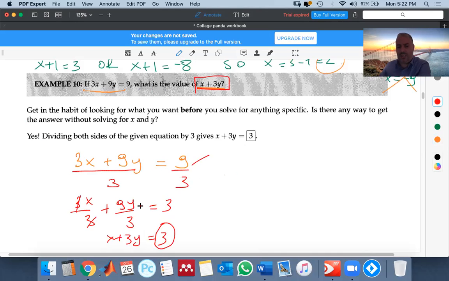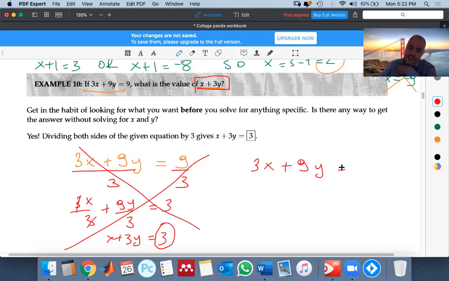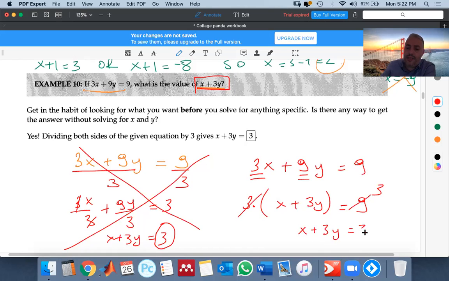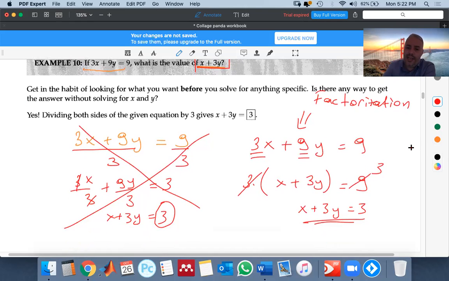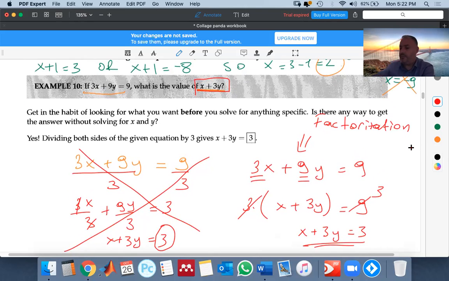But I do not prefer this. What I prefer, since this is given, 3 is common, parenthesis, 3 times what is left? x. So 3 times what will be 9? It will be 3y. So this is 9. By 3, if you simplify, this is 3. So result is x plus 3y is equal to 3. This way is better. This is called factorization. Okay? Anything? Okay.